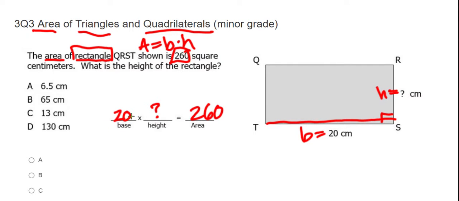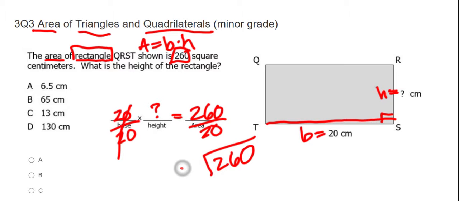So we're going to do the opposite to solve here. We have 20 times something equals 260. So divide by 20. That's going to cancel on the left side. So we've got 260 divided by 20. 20 goes into 26 one time. 1 times 20 is 20. And then bring the 0 down. 20 goes into 60 three times.